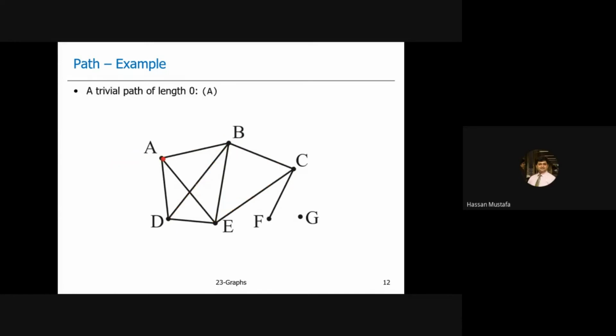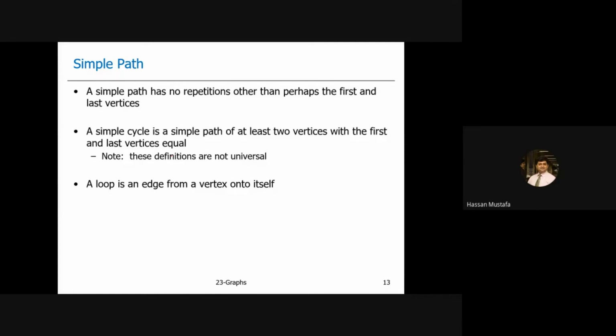Then we can have a trivial path where source and destination are the same, that is the node A. So this is a trivial path of length 0. Now from this path definition, we can define another definition, that is a simple path. In this simple path, there is no repetition. That's the key point here. So in the previous example where B was repeated, that was not a simple path. Some algorithms work only on simple paths. They try to find the simple path between the source and the destination vertex.